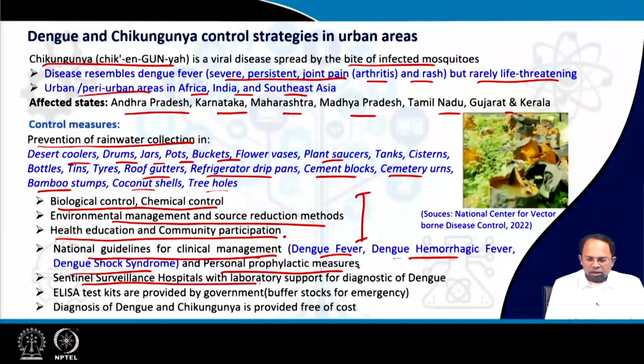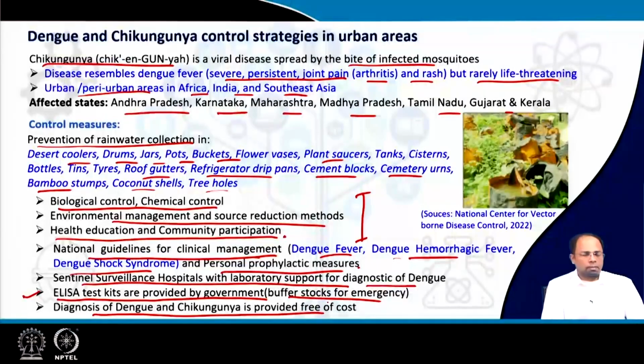Then there is sentinel surveillance in hospitals with laboratory support for diagnosis of dengue. This is encouraged so that we know exactly where it is starting to spread, and then we can carry out fumigation or other environmental measures. ELISA test kits are provided by the government, and buffer stocks are also kept for emergencies. These kits are even given to ASHA workers, community health centers and primary health centers, so that from there we can test and determine whether a person is infected with dengue or not. Diagnosis of dengue and chikungunya is provided free of cost.